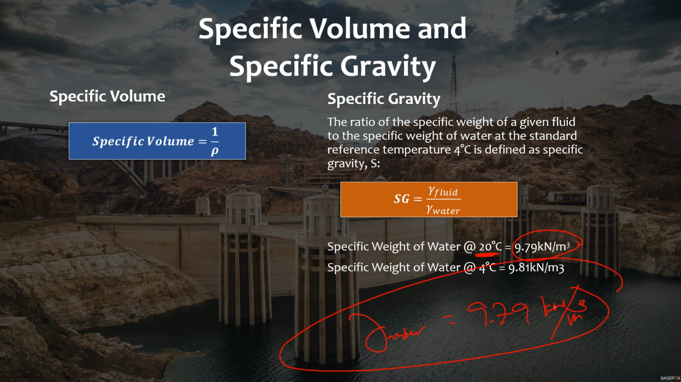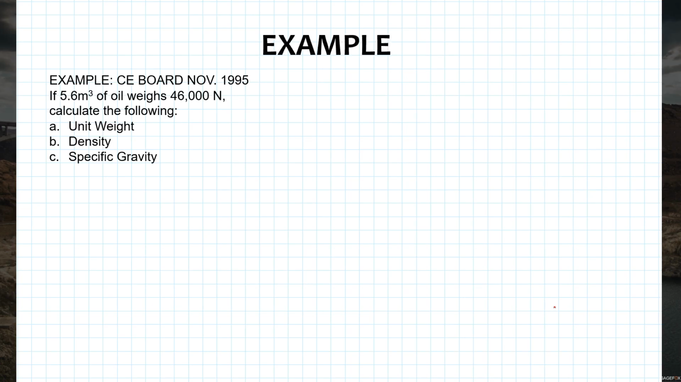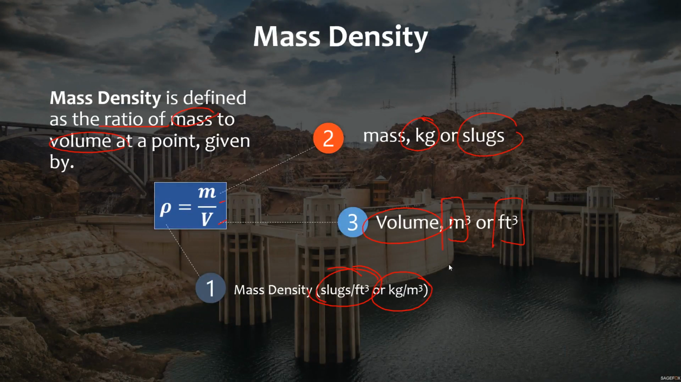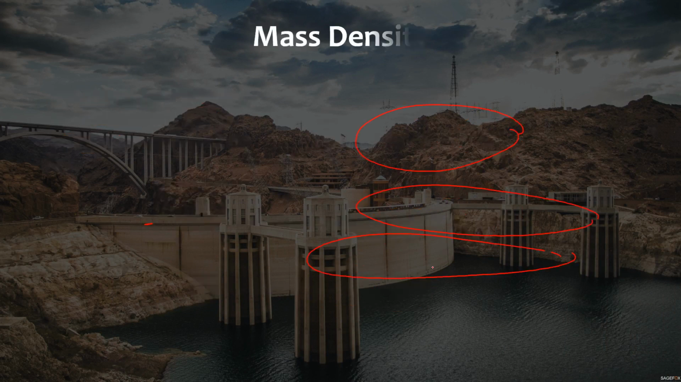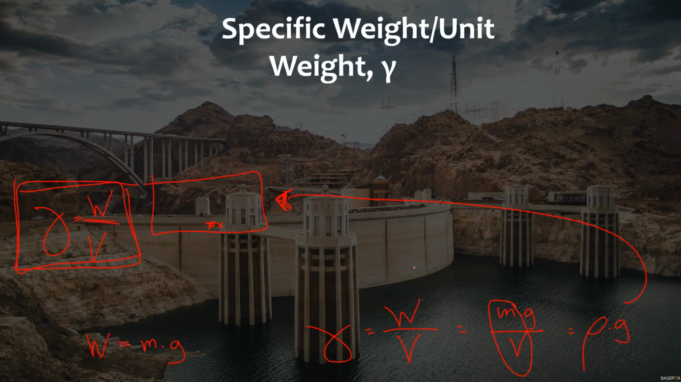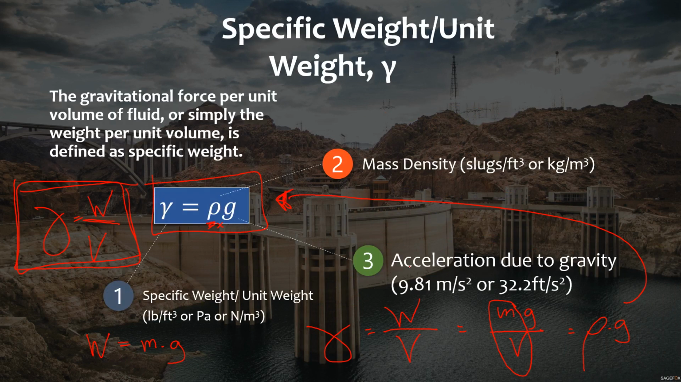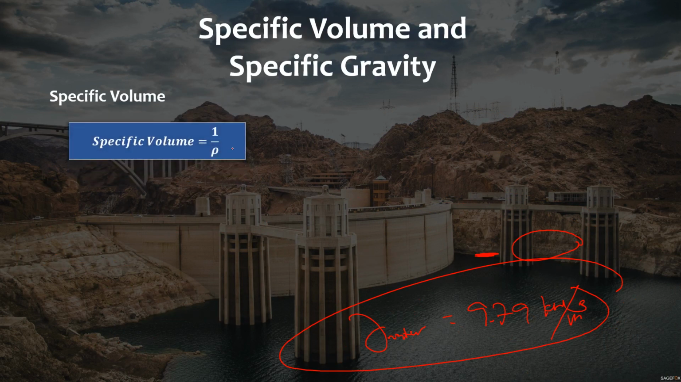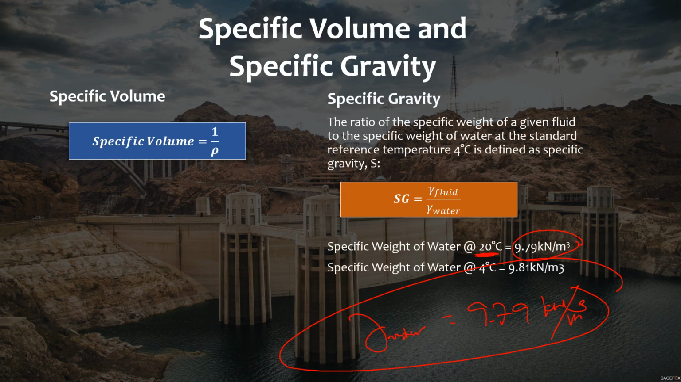So, apply na natin to sa mga sample problems. Lahat ng na-discuss natin on these properties. First, we have the mass density, mass over volume, ideal gas, P over RT, and we have a specific weight or unit weight. It can be weight over volume or mass density multiplied by G. Then we have the specific volume, 1 over rho. Specific gravity is the unit weight of the fluid divided by unit weight of water. Okay.